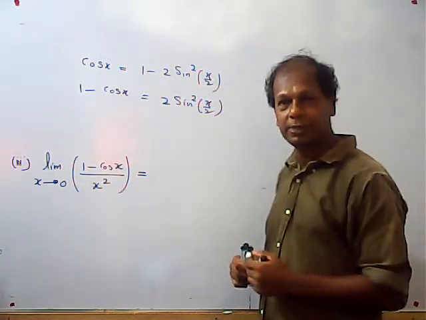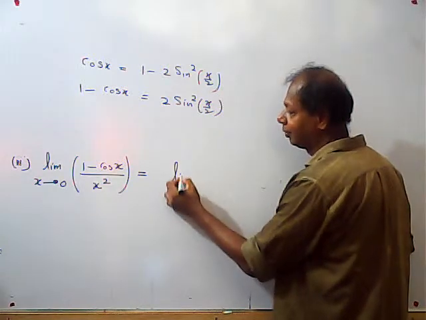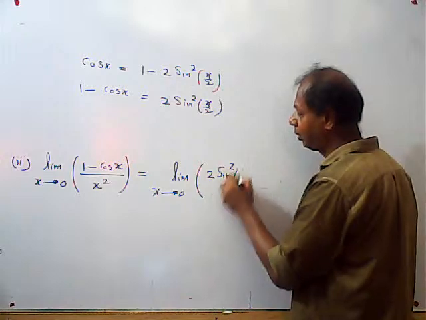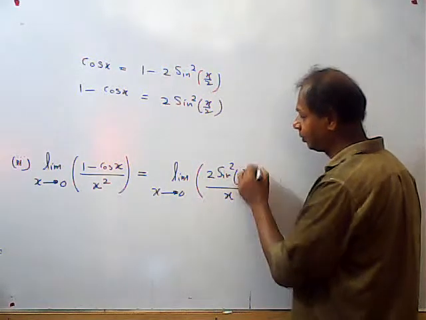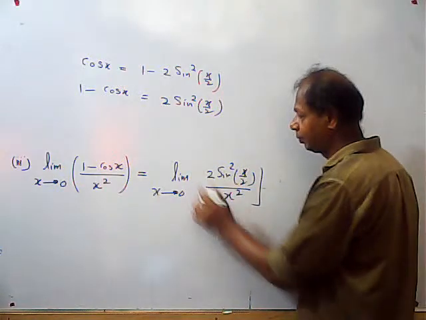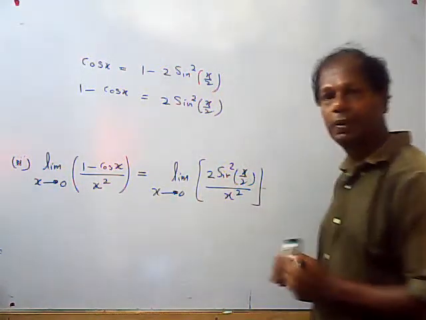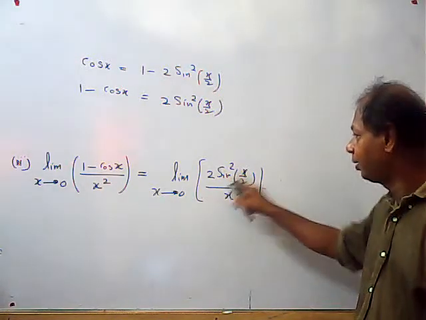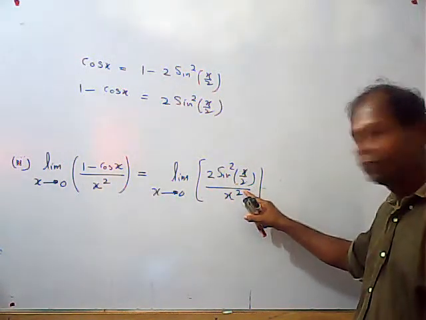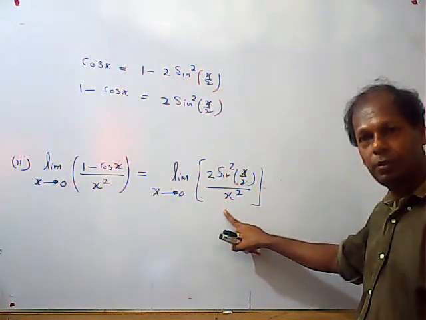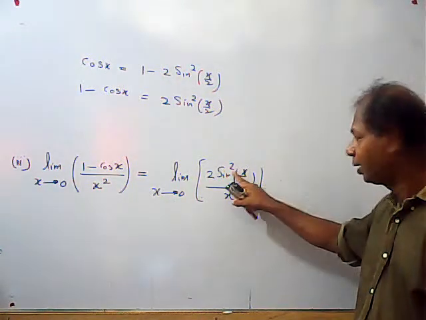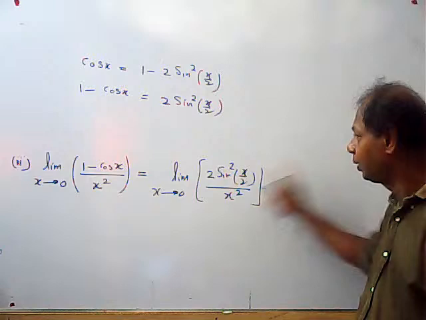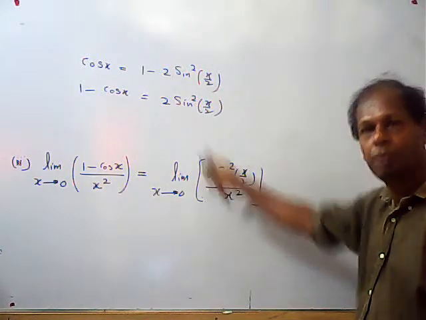Now it looks like it has some shape: 2 sine squared x over 2 divided by x squared. Now it has some shape, but not exactly the way we need it. It's sine x over 2. We would like to see divided by x over 2. Before everything, there is a square here and here also there is a square. So we can write the whole as a square of everything. And before that, we will take this 2 out.